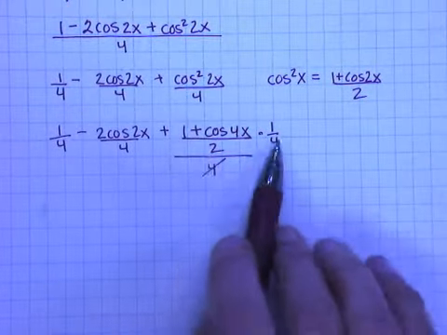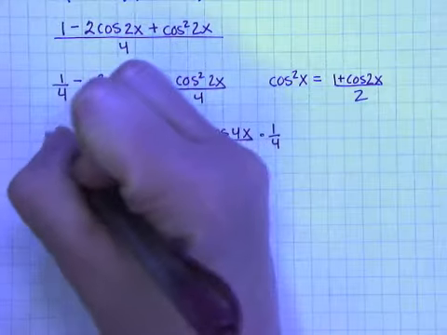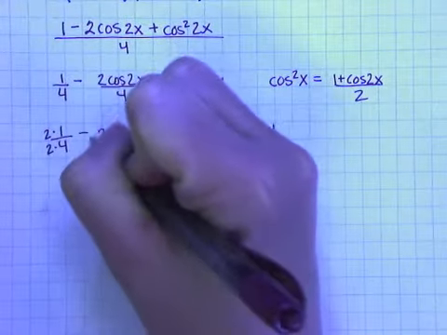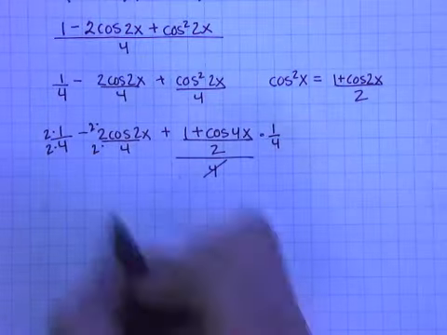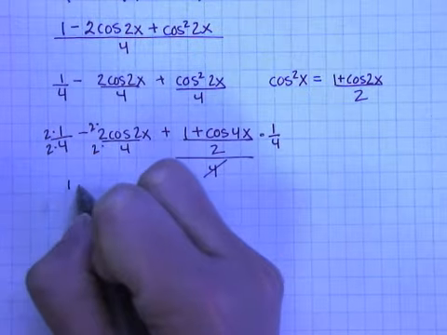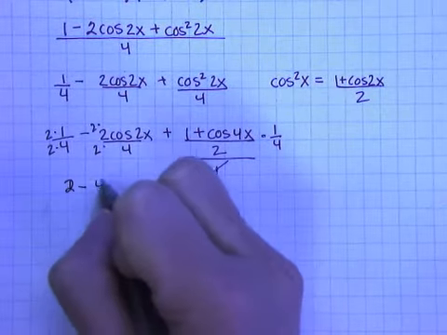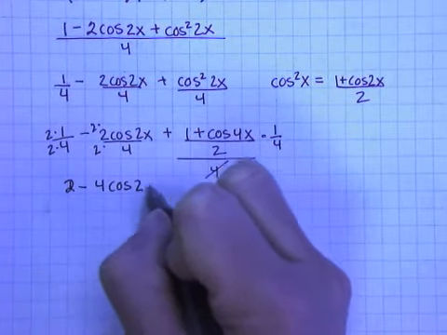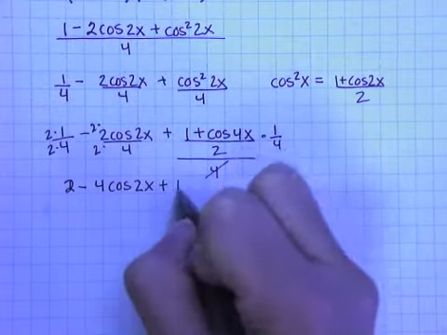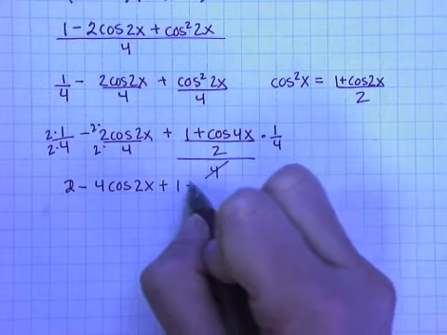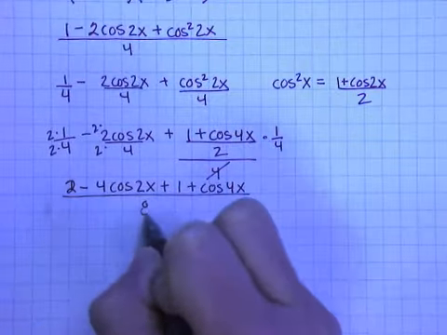Since I have an 8 here, I think I'm going to just go ahead and get a common denominator. So I'm going to multiply this by 2 on top and on bottom, and this one by 2 on top and on bottom to get my common denominator. So now I've got 2, because 2 times 1 is 2, minus 4 cosine 2x. Plus 1, because that 1 is already over 8, plus cosine 4x all over 8.